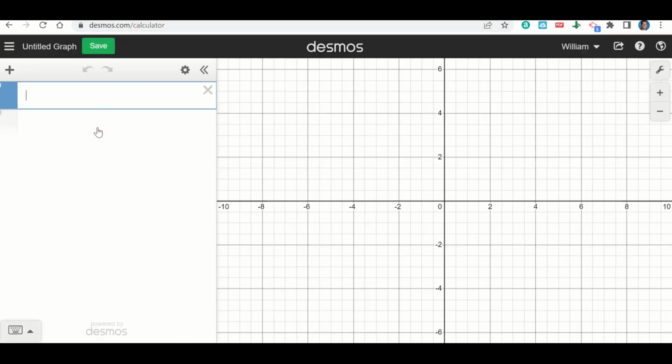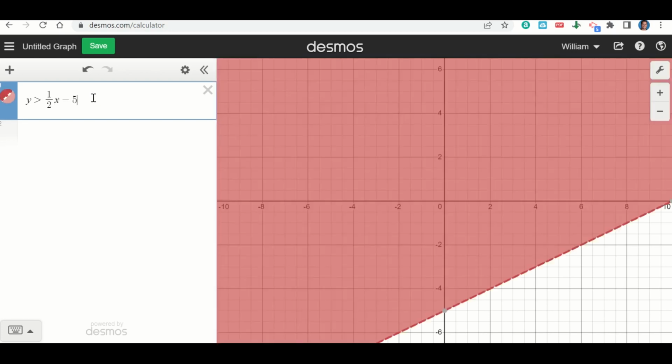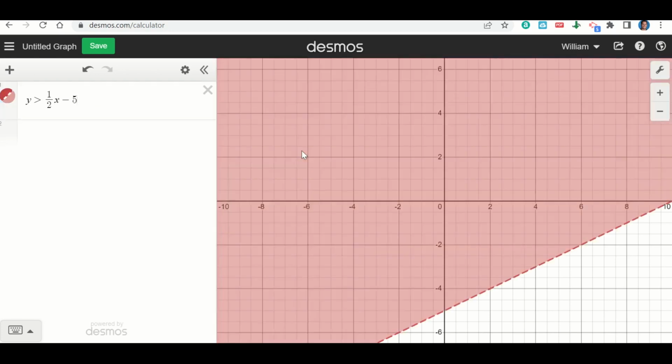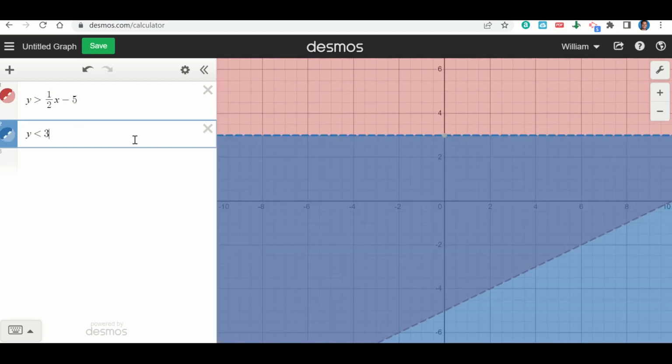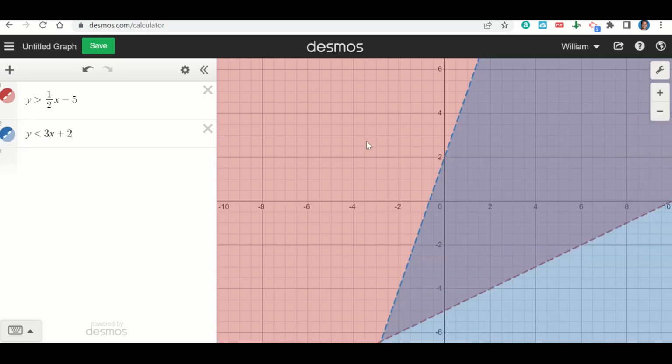And on the left side, I can enter the two inequalities that I want to look at. So let's go ahead and put one in. Y is greater than 1/2 x minus 5. So there's my first one. And then I'm going to put my second one in. Y is less than 3x plus 2. Okay, and now we can see where we have our two lines that are drawn. They're both, in this case, dotted. Okay, but that could change depending on the sign.